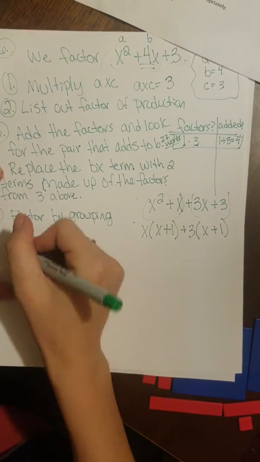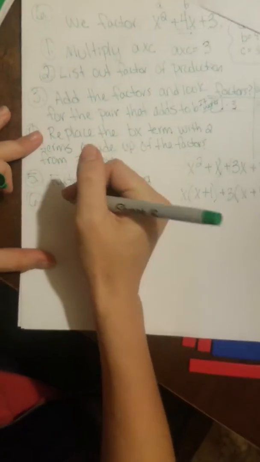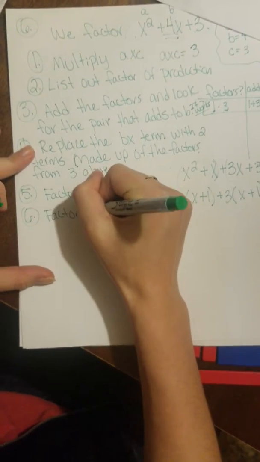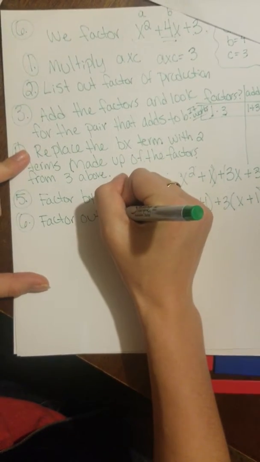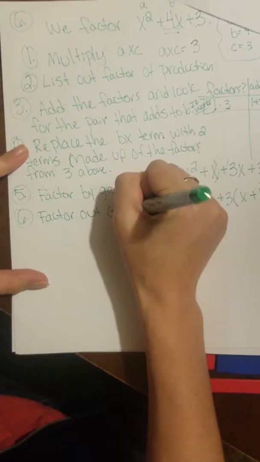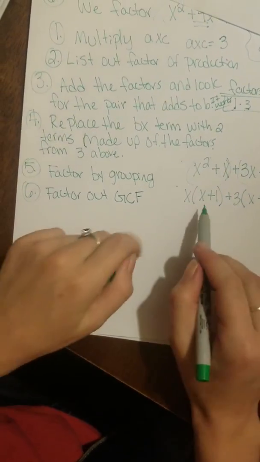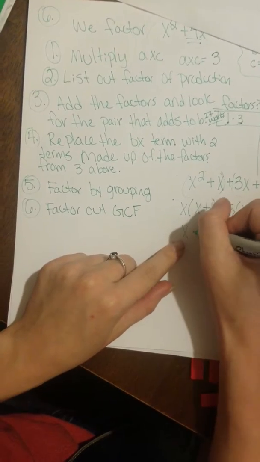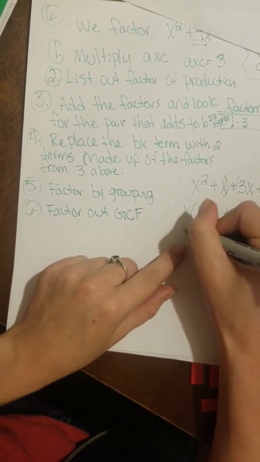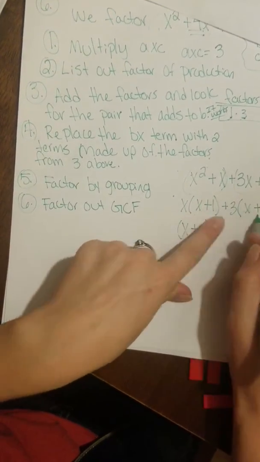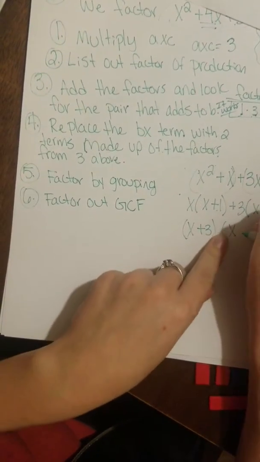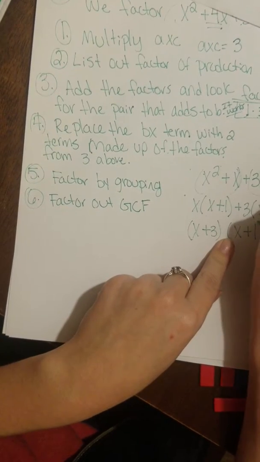Okay? Sixth step is factor out the greatest common factor. Okay, that means we're going to take that and it's going to be x plus 3. And this, see how they had those both in common? It's going to be x plus 1.